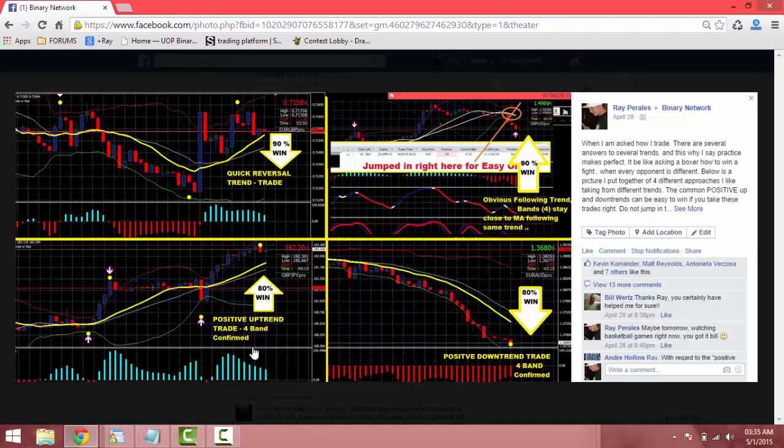And honestly, discipline is the best practice you can actually teach yourself, because if you can teach yourself discipline, you could jump in this trade really quick and then hold it for maybe 10 hours, 6 hours, something long, and win it with confidence, because you already know where it's going.